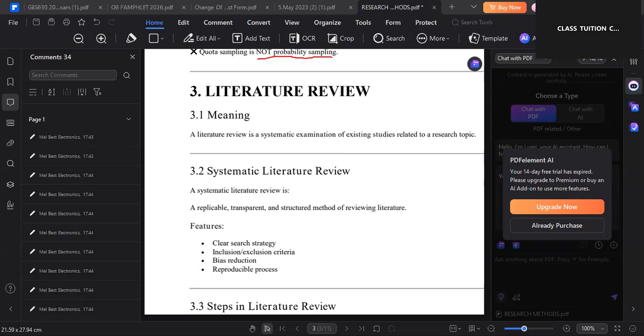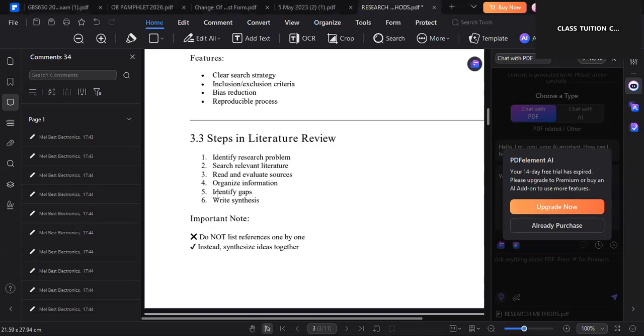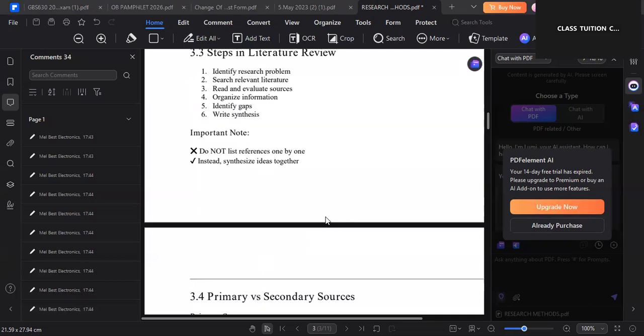So here is an important part. Gaps in literature, basically you identify what hasn't been studied or explained by other people. So these are the steps that you need to look at. You identify the problem, search relevant literature, read and evaluate, organize that information and study the gaps that are there. All right? You need to understand that you should not list references one by one. Instead, you need to put your ideas together.